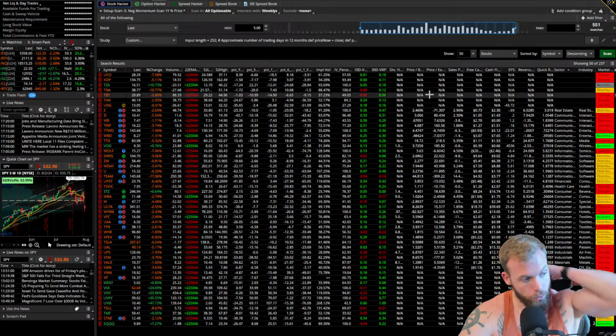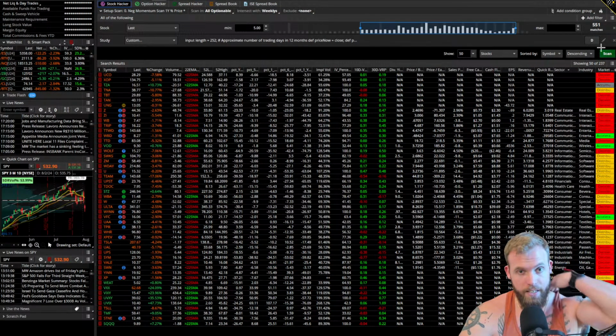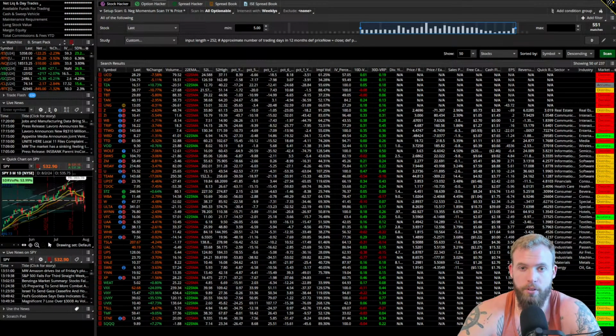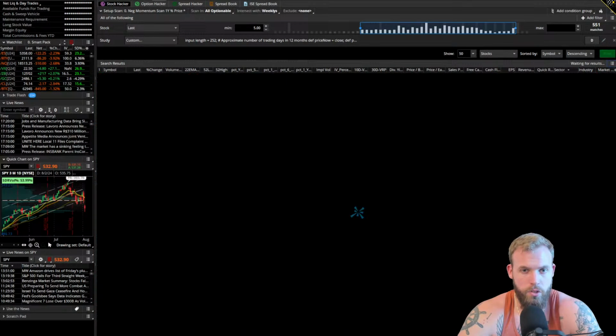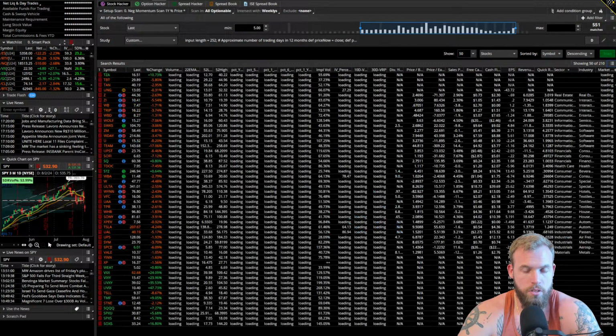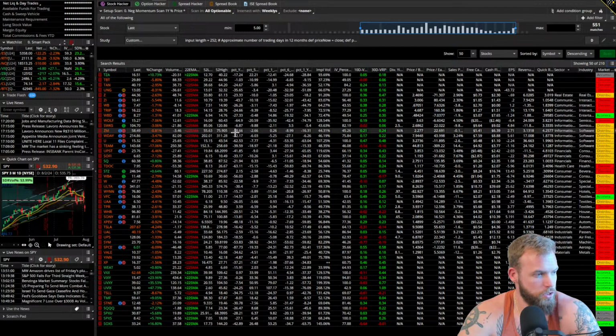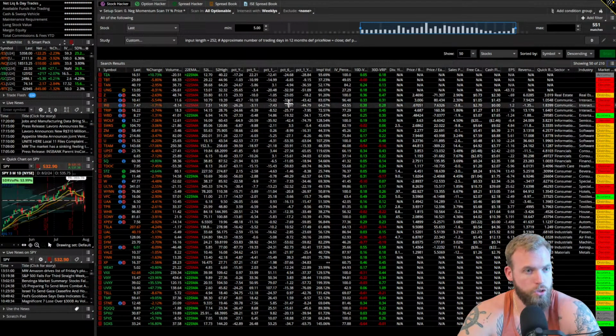Now what I'll do is come back into the scan and adjust these parameters. I want to find stuff that's down a little bit more, not just negative, but down at least 5% on the year. So this should clean up some of those results. So we just dropped a little bit more, which is good.